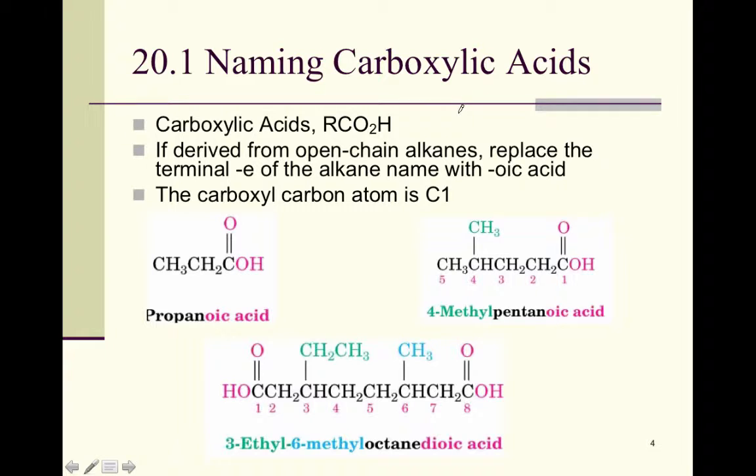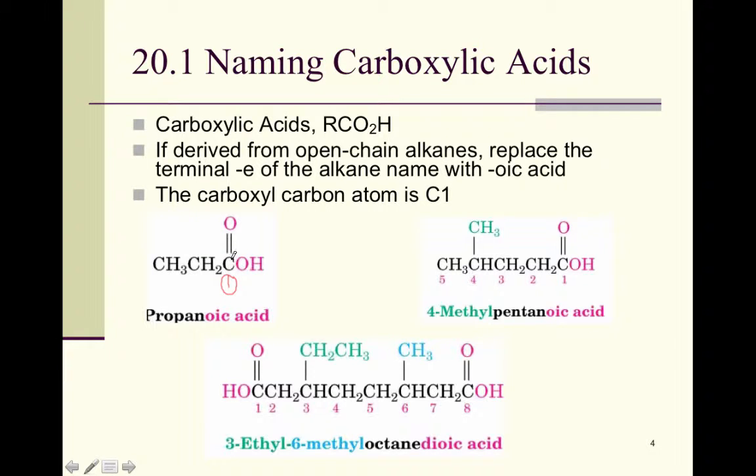Naming carboxylic acids. Carboxylic acids are on the top of the list of priority, so they're always going to be the parent, and the numbering system is going to be based on the carboxylic acid. If we're deriving a name from an open chain alkane, replace the terminal E of the alkane name with oic acid. The carboxyl carbon is always carbon number 1. So in my example here of propanoic acid, this carbon that is part of the carbonyl group is always carbon number 1. So let's take a look at a couple of our examples here.